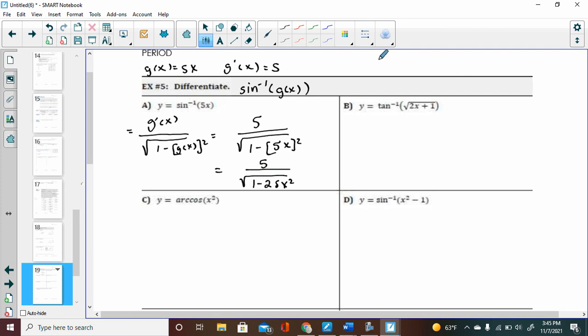So let's look at the next number. We have g of x equals the square root of 2x plus 1, and I'm going to put this into exponential form. So g prime of x is going to be equal to 1/2 times 2x plus 1 to the negative 1/2, times 2. Those 2's are going to cancel. I'm going to have 1 over the square root of 2x plus 1. So that's my g prime of x.